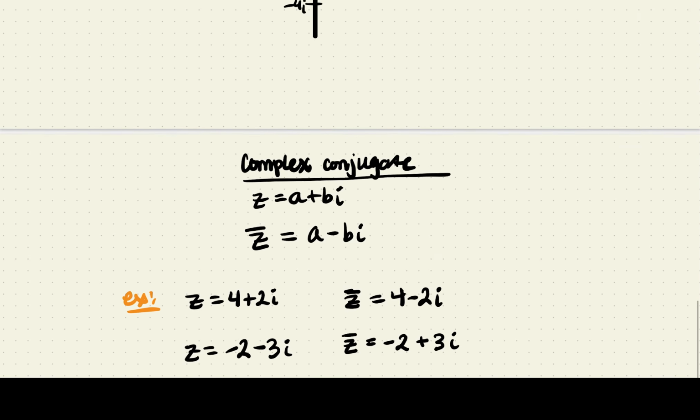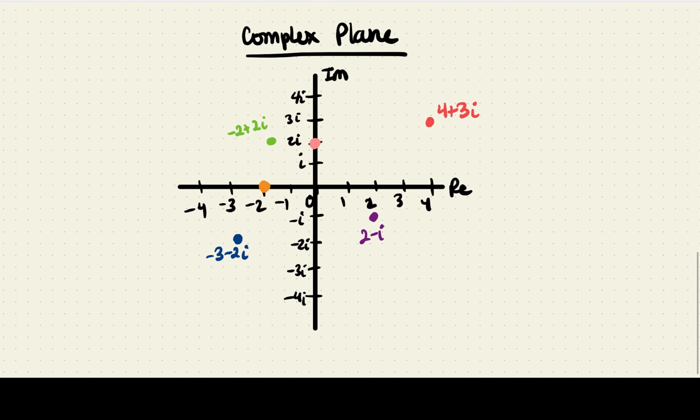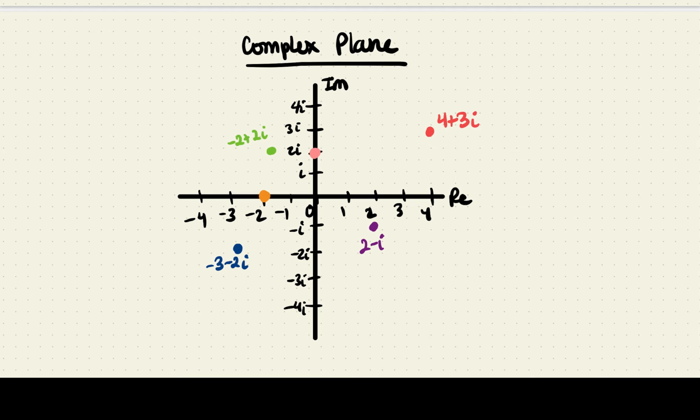So let's look very quickly at what that means in the complex plane. Let's plot some of the conjugates of these points. So the conjugate of 4 plus 3i will be 4 minus 3i. Let's go ahead and plot that. 4 minus 3i. Oh, let me use the same color that I used before. Let's plot some of the other ones. So 2 minus i, the conjugate is going to be 2 plus i. So that'll go right there.